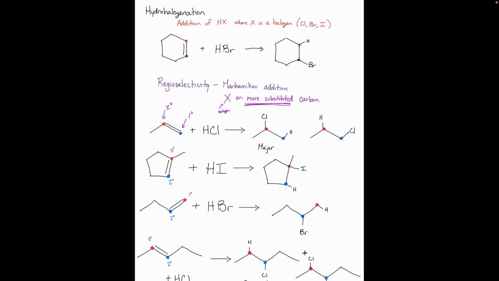Cool, okay. So again, this is hydrohalogenation, where we have an addition of HX, where X is a halogen. And for this one, our special thing to consider is the regioselectivity of this reaction, what we call a Markovnikov addition, where the halogen goes on whatever the more highly substituted carbon is.